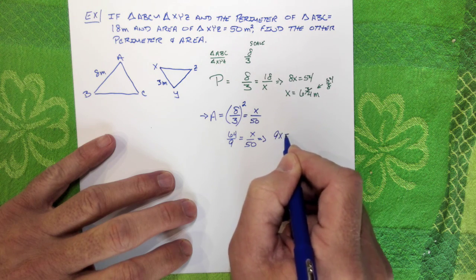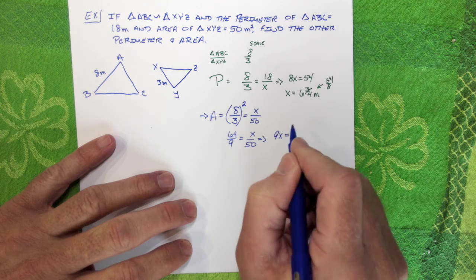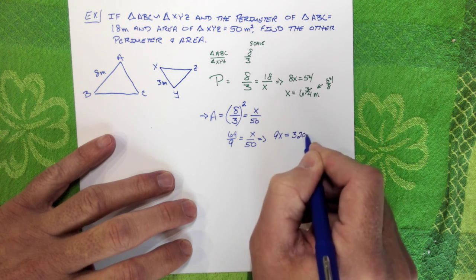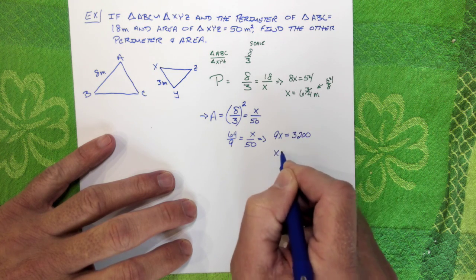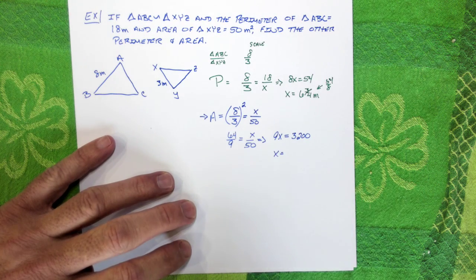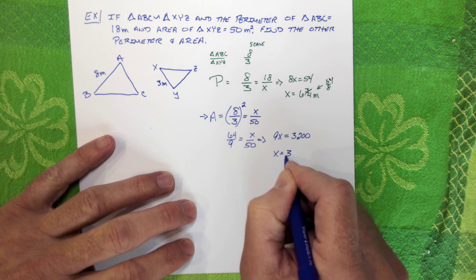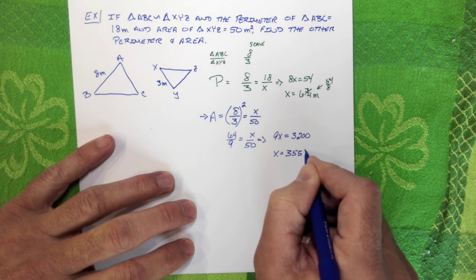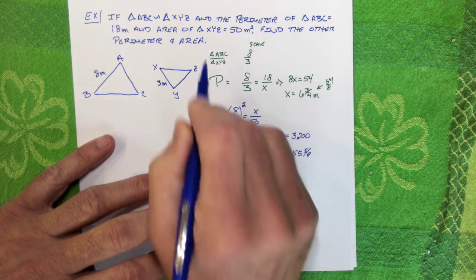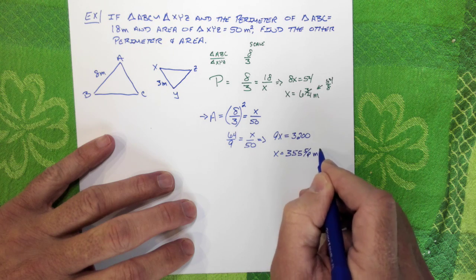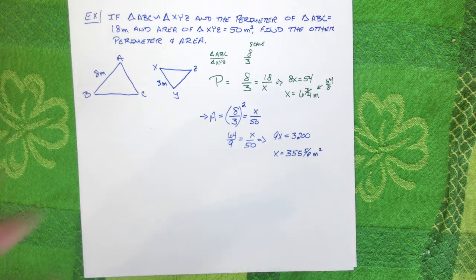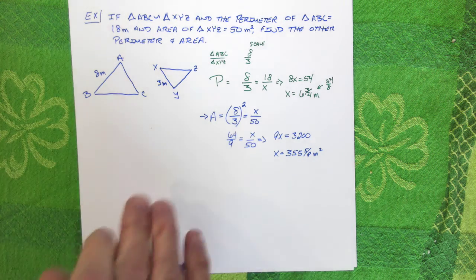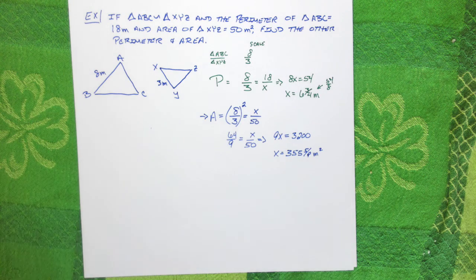9x is going to be equal to 3,200. When we divide both sides by 9, we get 355 and 5/9 meters squared. That's going to be the area of that other triangle. I don't have to worry about finding the base and the height and the perpendicular stuff. It's all set right there. So these are the notes that'll help you on worksheet 7.5 that is now being assigned.